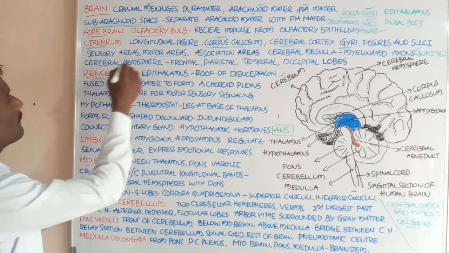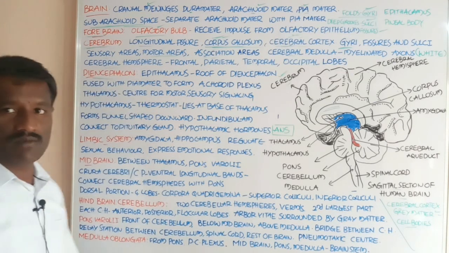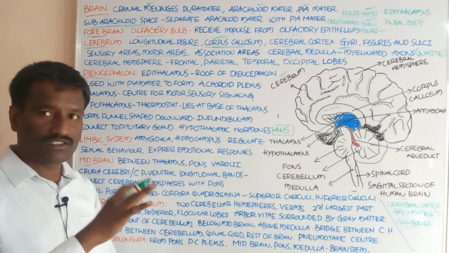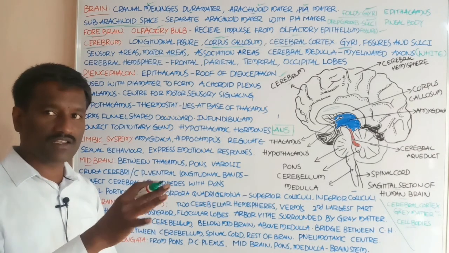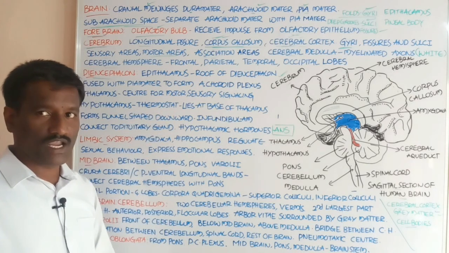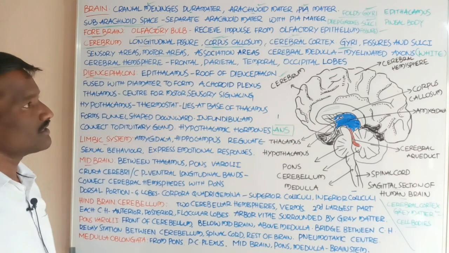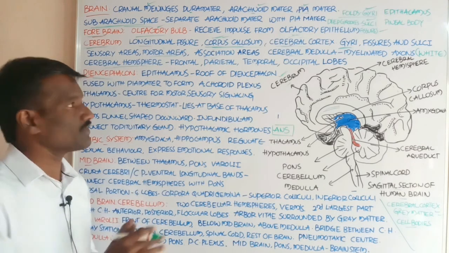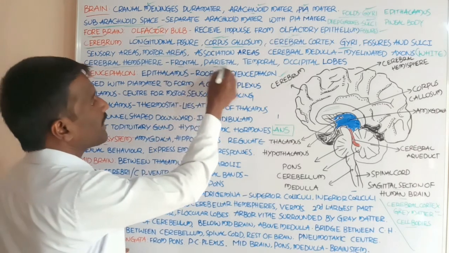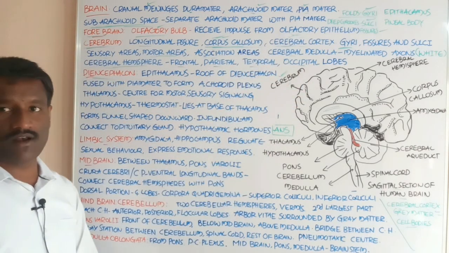Students, what about the cerebral hemisphere? Already you know the cerebral hemisphere. The cerebrum is divided into left and right cerebral hemispheres by the longitudinal fissure. Each cerebral hemisphere consists of four lobes: the frontal lobe, parietal lobe, temporal lobe, and occipital lobe.